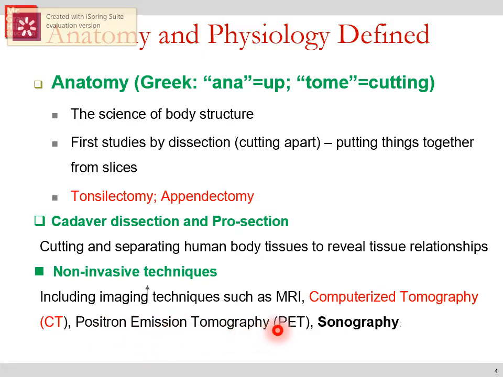PET scan, if you've heard of anybody who has undergone surgery for a cancerous tissue, they perform a PET scan to observe whether the tissue, or the tumor, has been completely removed. I'm sure you have heard of MRI and CT scan. MRI stands for magnetic resonance imaging, and CT scan actually stands for computerized tomography.